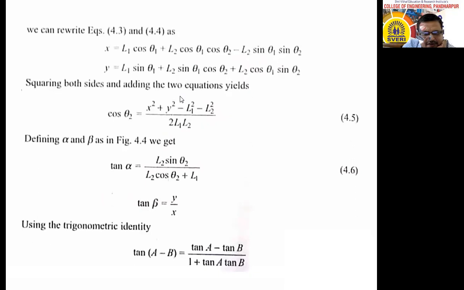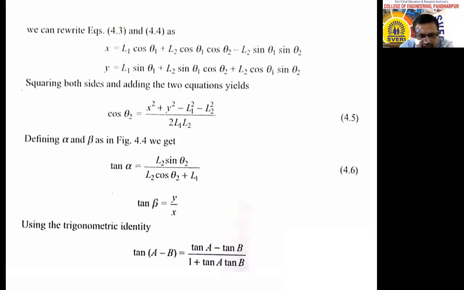We can rewrite equations 4.3 and 4.4 as x is equal to L1 cos theta 1 plus L2 cos theta 1 into cos theta 2 minus L2 sin theta 1 sin theta 2. y is equal to L1 sin theta 1 plus L2 sin theta 1 cos theta 2 plus L2 cos theta 1 sin theta 2. Squaring both sides and adding the two equations yields cos theta 2 is equal to x square plus y square minus L1 square minus L2 square divided by 2 L1 L2, equation 4.5.